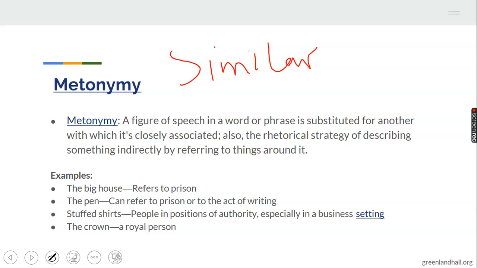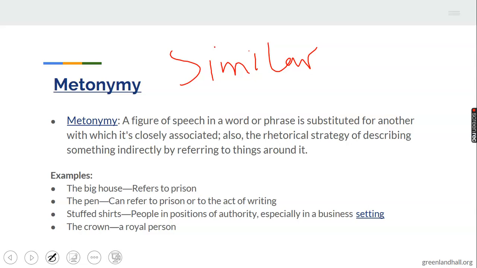Then the pen. I told you that time, the pen is mightier than the sword. The pen refers to the act of writing, and it can also mean prison. When you are put in a pen, that means you are imprisoned. When I tell you the pen is mightier, that means the act of writing is mightier.